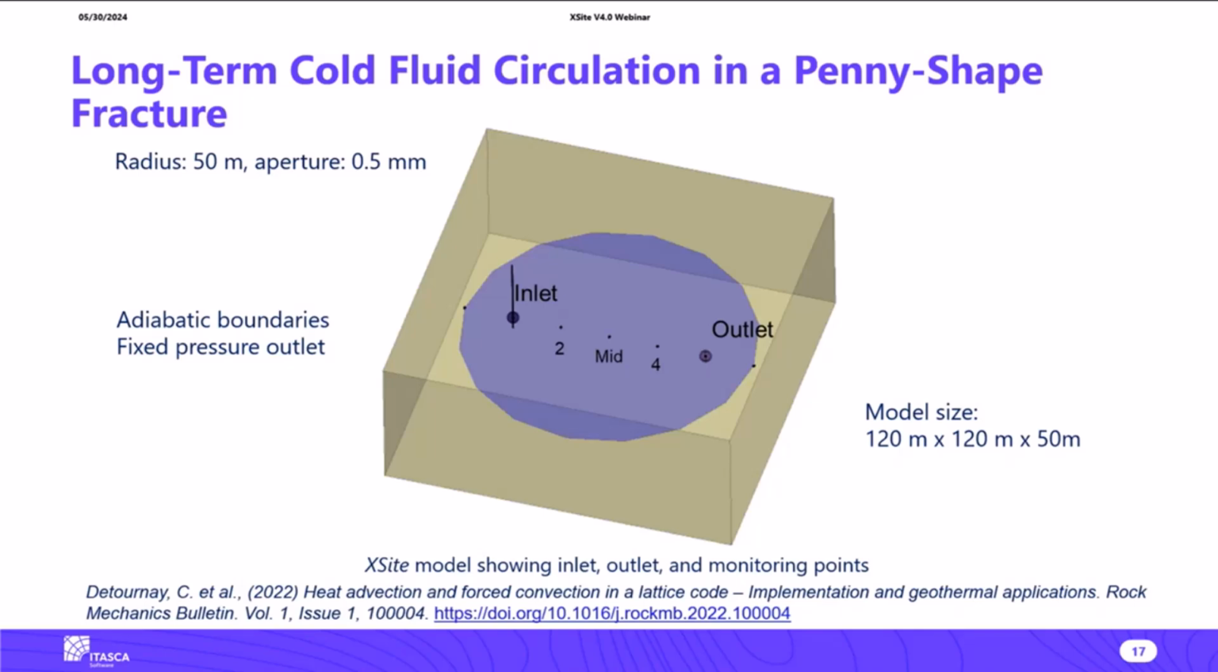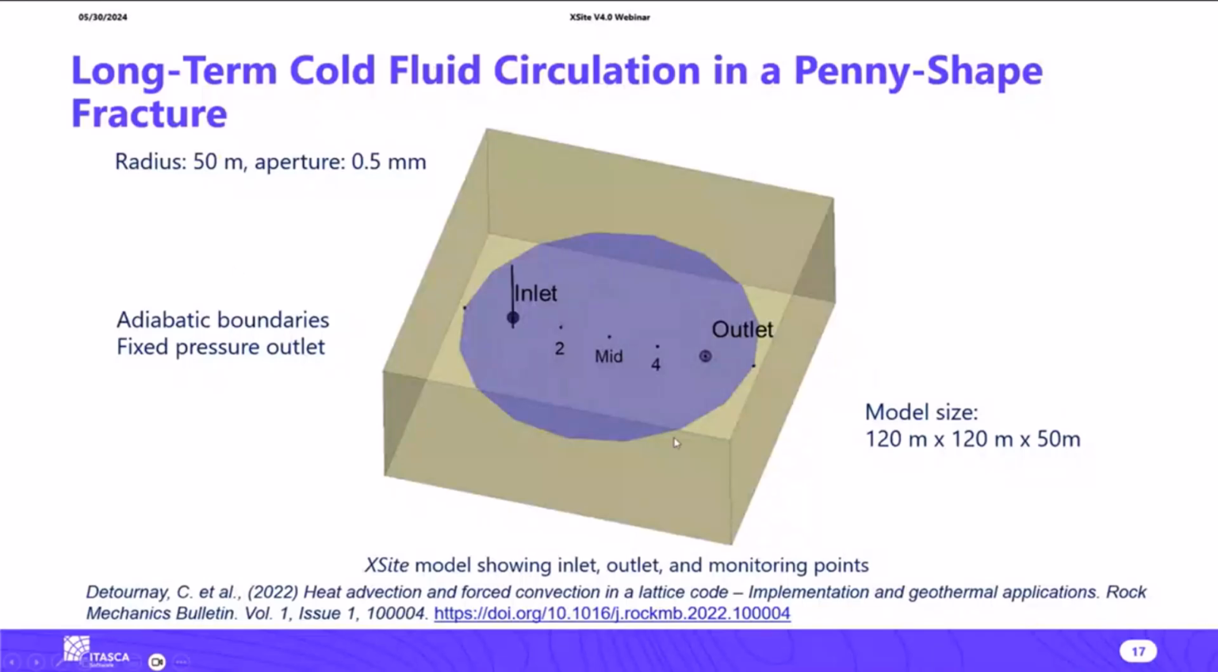So this example is documented in more detail in an article that has been published, with information listed at the bottom of the slide. We assume that there is a pre-existing fracture with 50 meters radius and 0.5 millimeter initial aperture. We created the model of the size of 120 by 120 meters and height 50 meters.